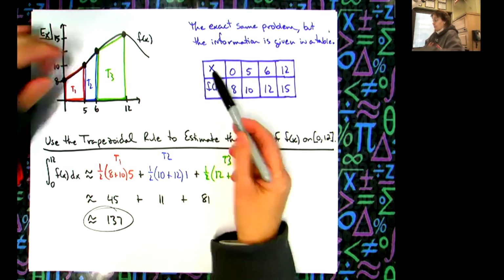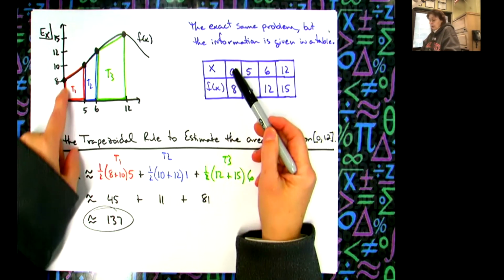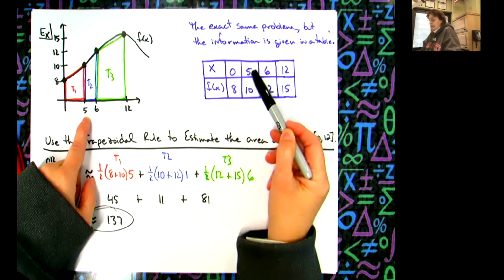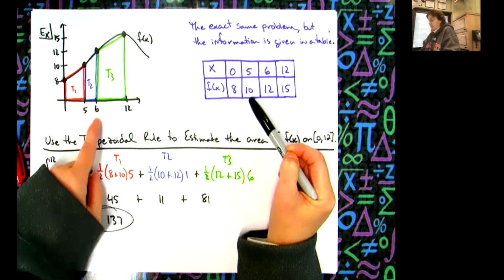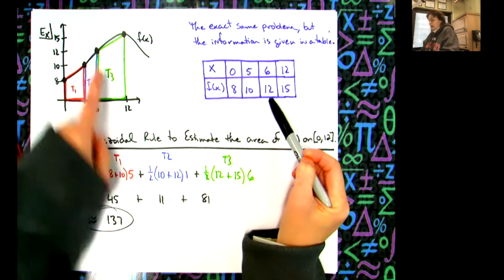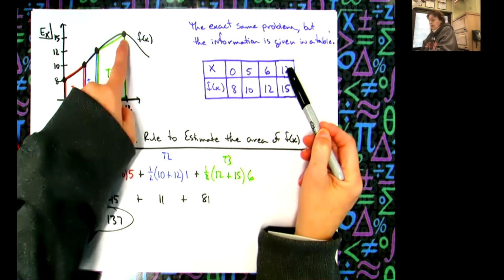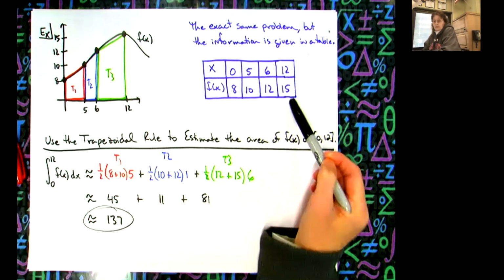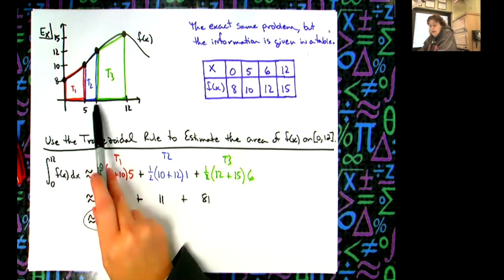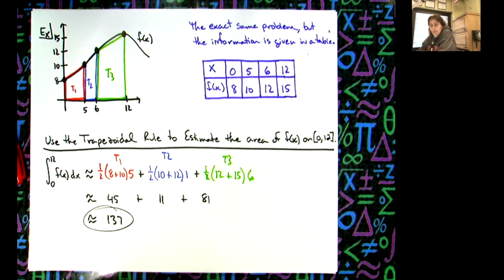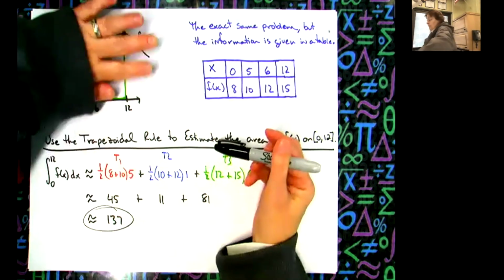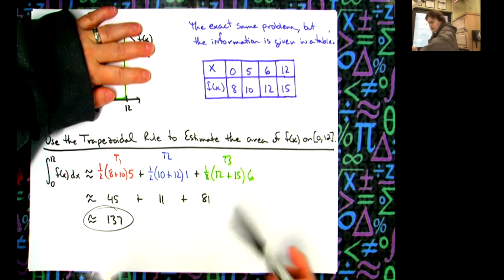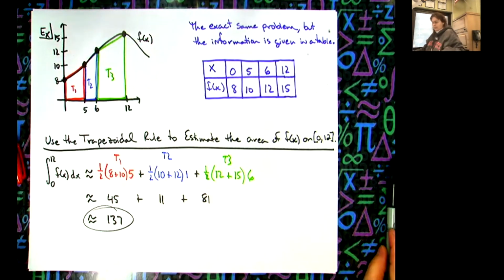If I plug in 0, I get out an 8. If I plug in 5, I get out a 10. If I plug in 6, I get out 12. If I plug in 12 for x, plug it in the function, I get out a 15. So this is the exact same as this. It's just in a different format, in a table of values. Now, if you don't have the picture, you're not going to draw a picture. You're just going to look at the table, just like we did a Riemann sum from a table.